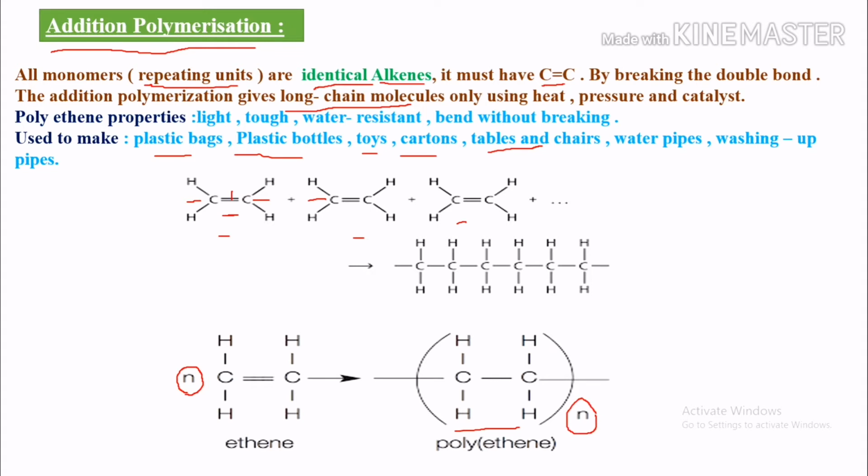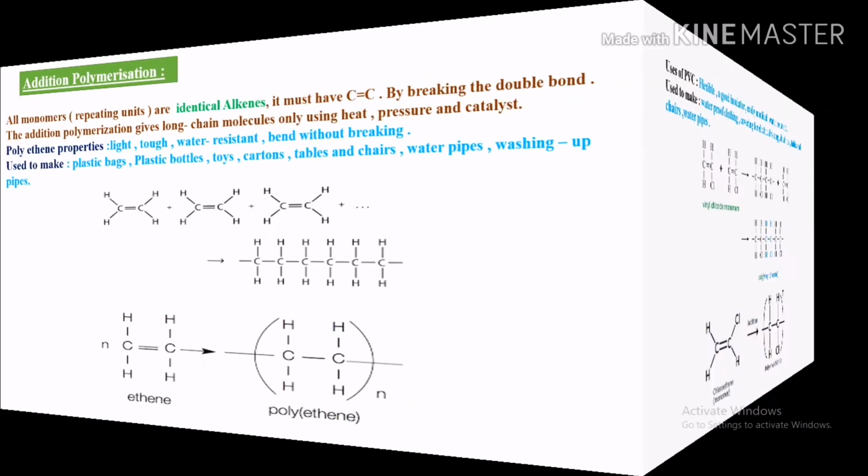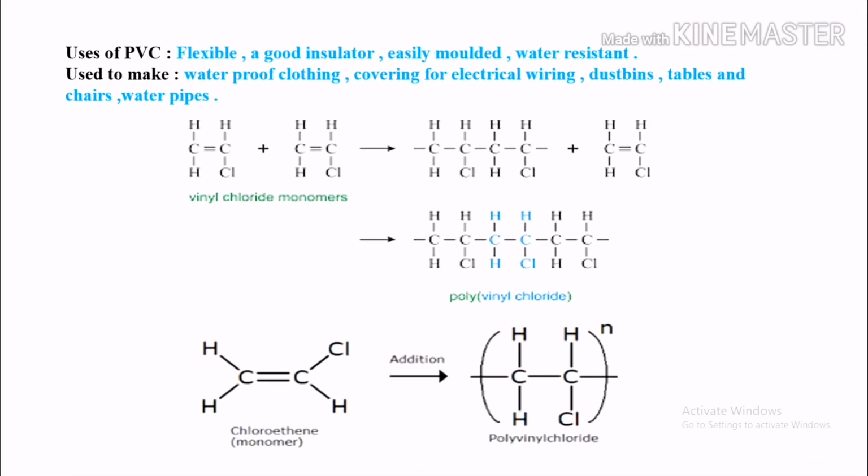Okay, so we have two methods for drawing our polymers. The first method is by repeating at least 3 monomers. The second method is by drawing n number of monomers and converting it into polymer to n number. Okay. Second one, we have another type of addition polymers.